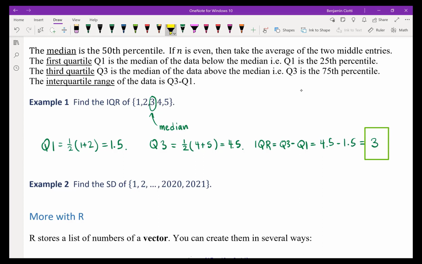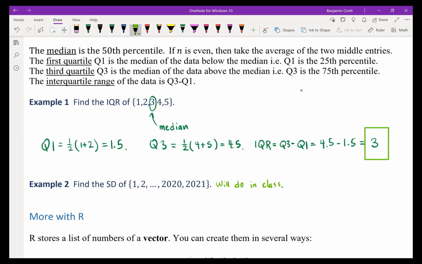For my next example, the challenge is to find the standard deviation of all the integers from 1 to 2021. I'm not going to do this here now. I'd like you to try it, and I'm going to do this one in class. By the way, you are intended to do this by hand. You don't need a calculator. You don't need a computer. You will need some formulas.